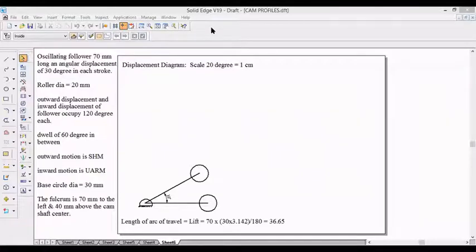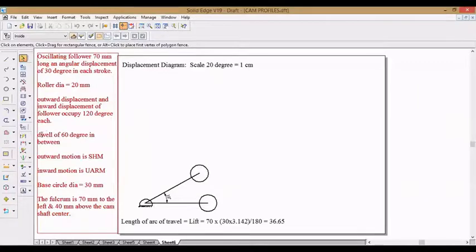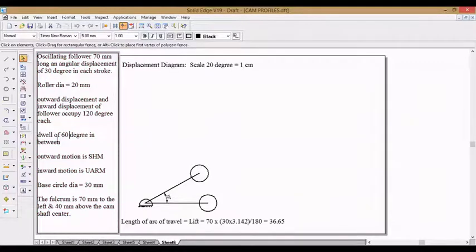That means both rise and return will be 120 degree. Right? Then dwell of 60 degree in between. He has given dwell of 60 degree in between. That means in between rise and return, you have dwell of 60 degree.